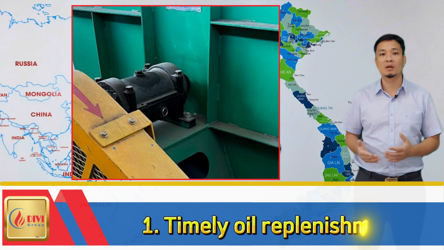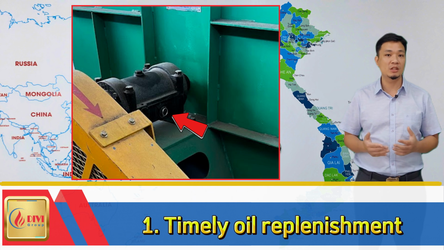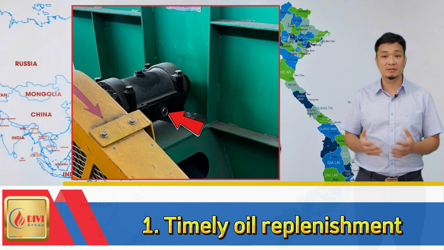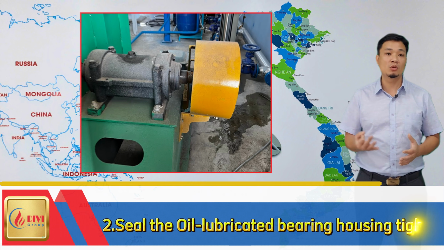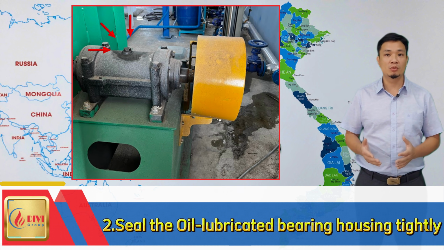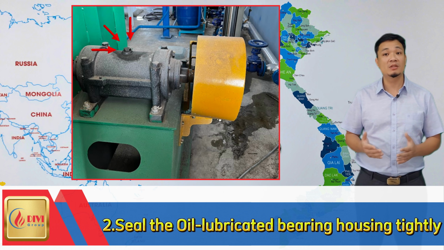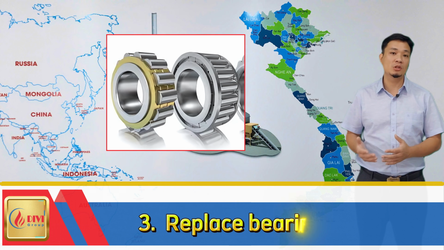1. Timely oil replenishment. Regularly monitor the oil level in the oil-lubricated bearing housing and replenish as needed. 2. Seal the oil-lubricated bearing housing tightly. Ensure the cover is securely closed to prevent dust ingress that could damage the bearings. The breather vent balances pressure, protecting the oil seal.